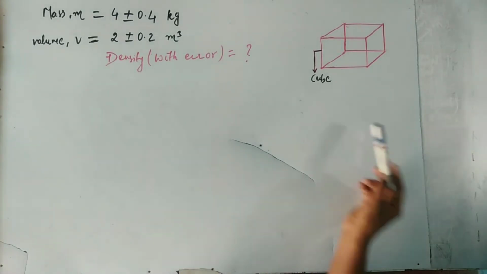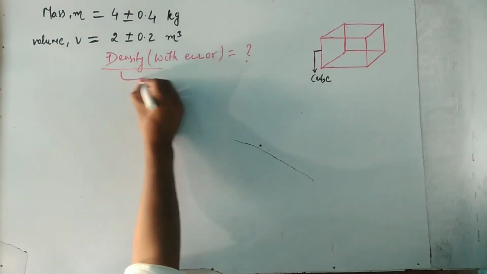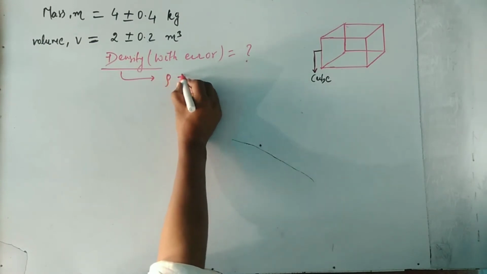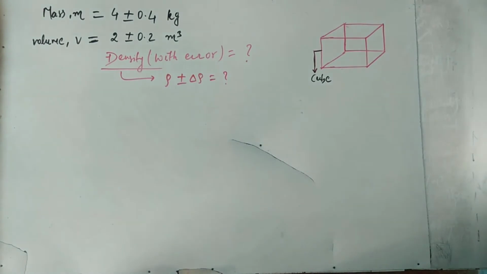So, the question is given: a cube has mass m equals 4 plus minus 0.4 kg, and its volume V equals 2 plus minus 0.2 meter cube. What is the density of the cube with error? We have to find the value of rho plus minus del rho.